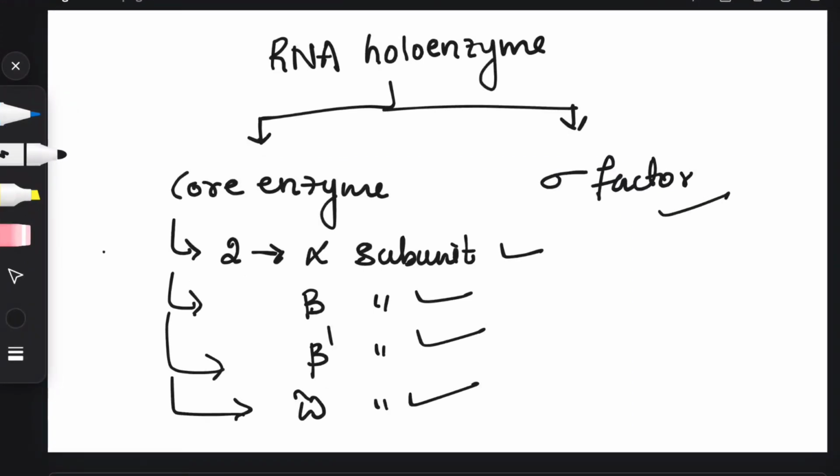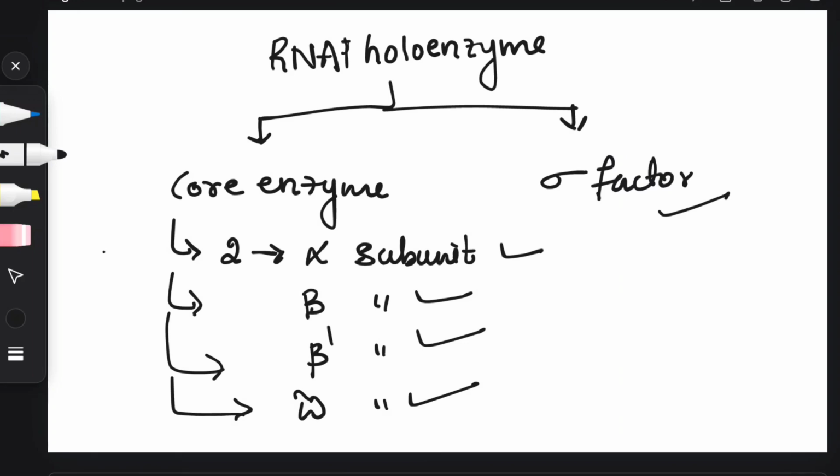This RNA polymerase holoenzyme is inhibited by an antibiotic called rifampicin. As we know, whenever we get a bacterial infection, the doctor gives us this medication.